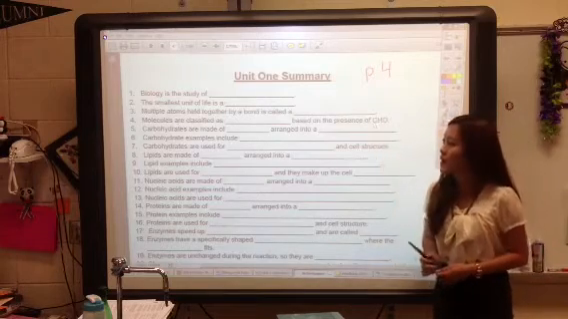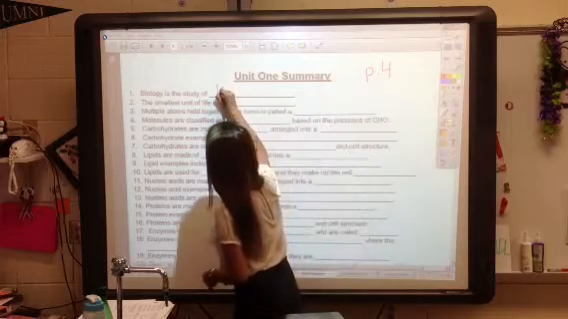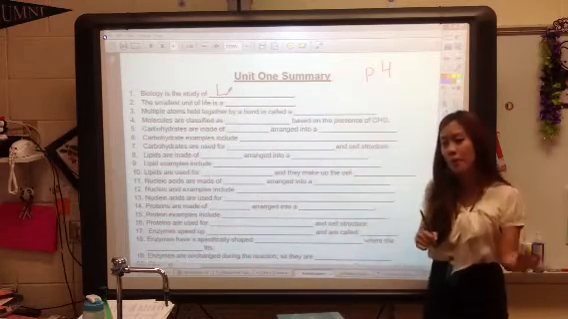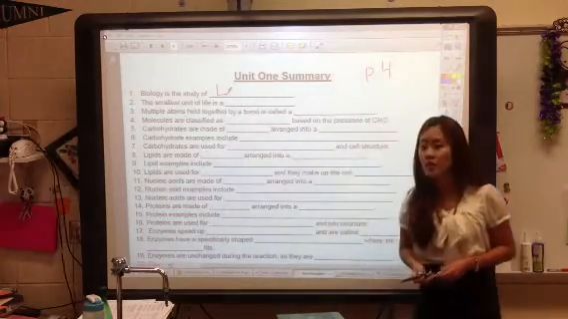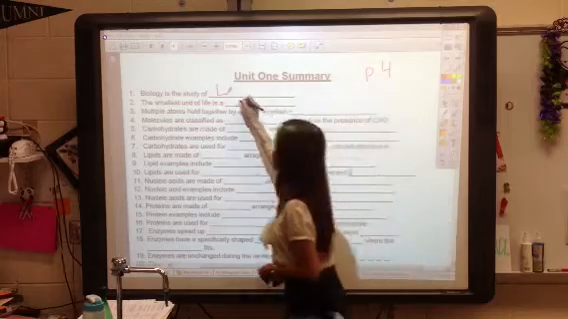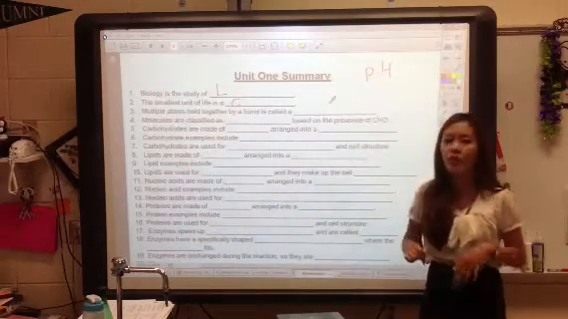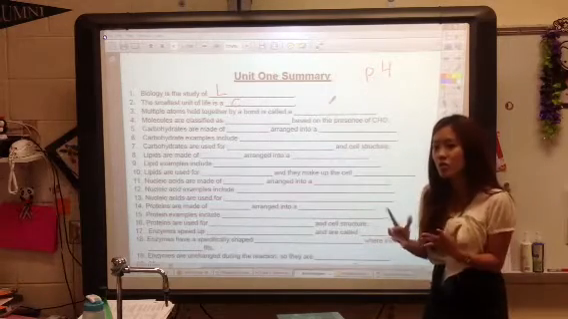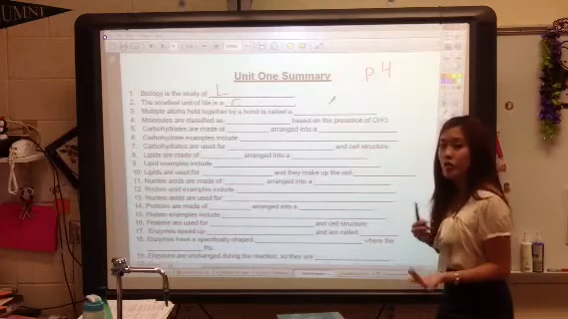Number 1 says biology is the study of, and your hint here is going to be an L. Think about what bio means. Number 2, the smallest unit of life is a, and this starts with a C. That's kind of the first level of what biologists study.